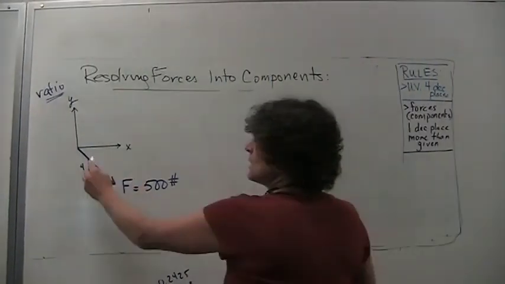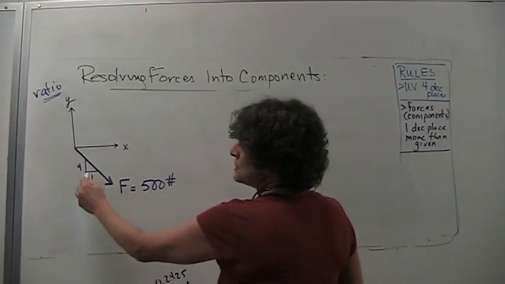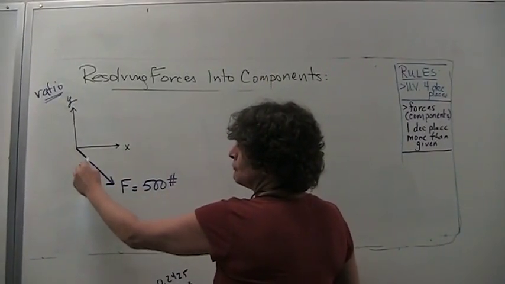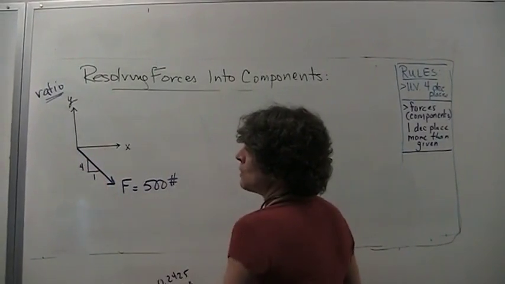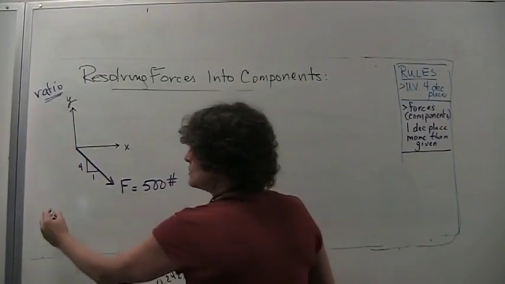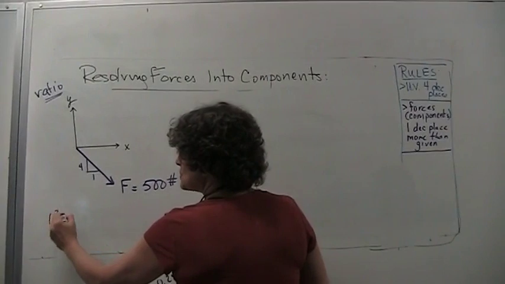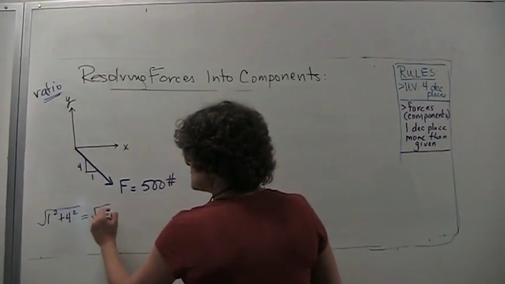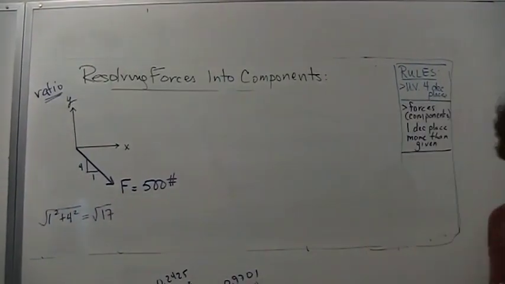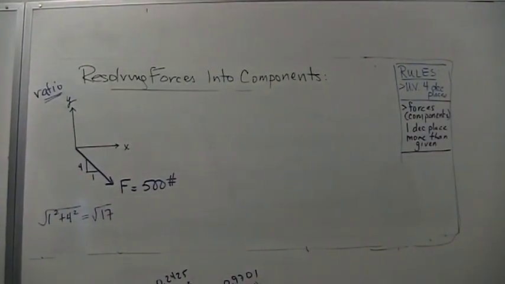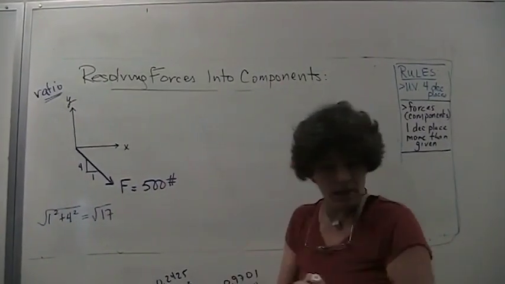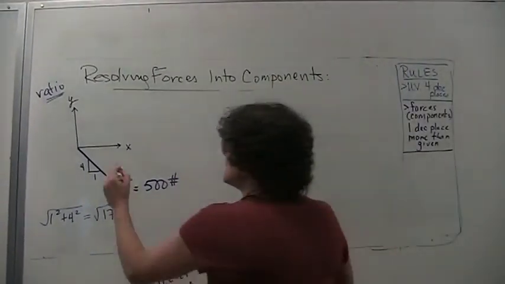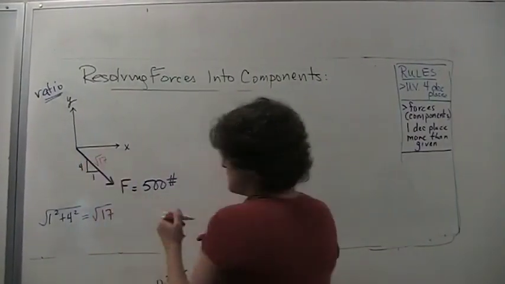So for this triangle right here, we're looking at a dimension of 1 in the x. We're looking at a dimension of 4 in the y. So what is the hypotenuse going to be? It's going to be 1 squared plus 4 squared under the radical, and it turns out to be radical 17. And we are going to keep it in that radical form. So now I'm putting in my radical 17 right here.